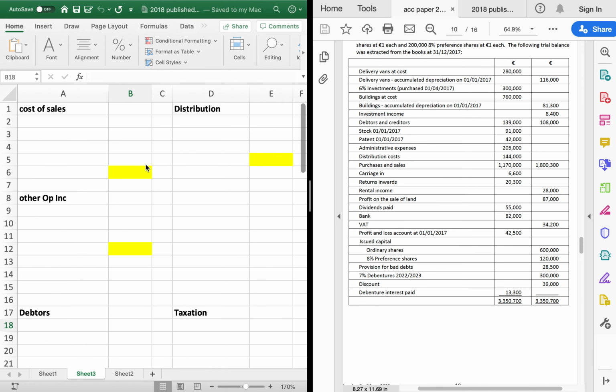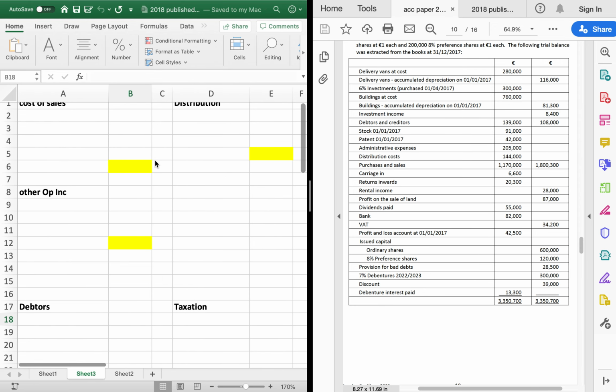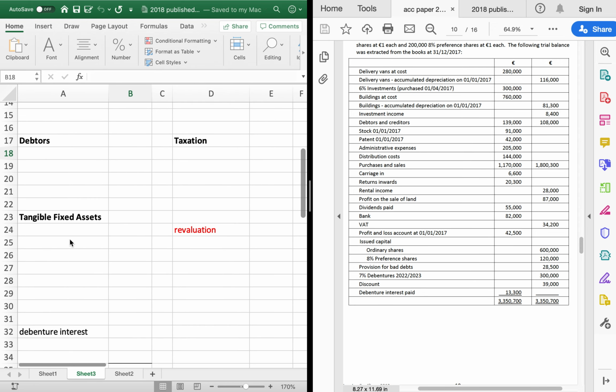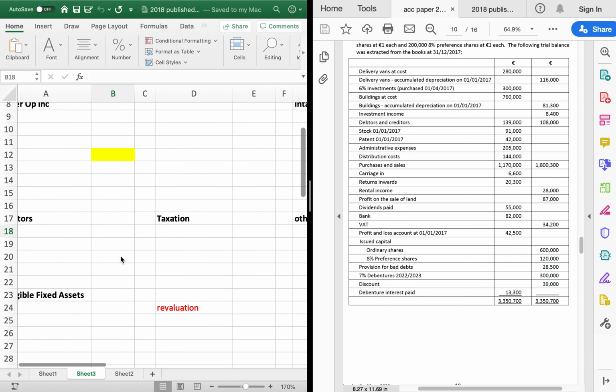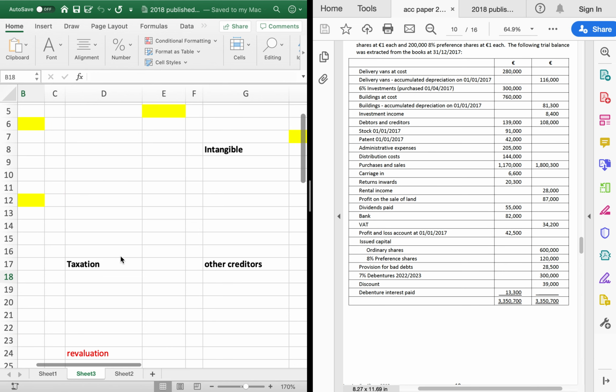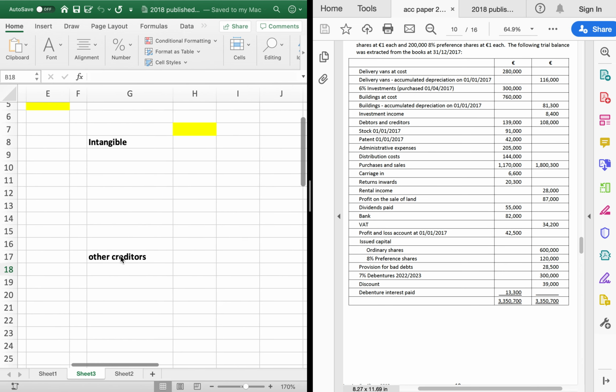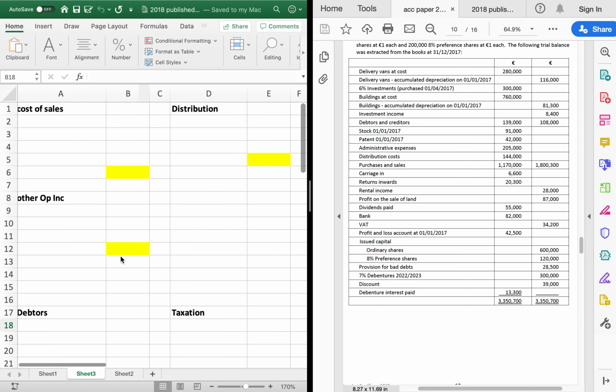That we lay out cost of sales, distribution, admin, other operating income, intangible, tangible, and revaluation. I'll skip a bit between them. Debtors, taxation, other creditors, and then we've a couple of little workings. But you'll see I've got that all laid out.